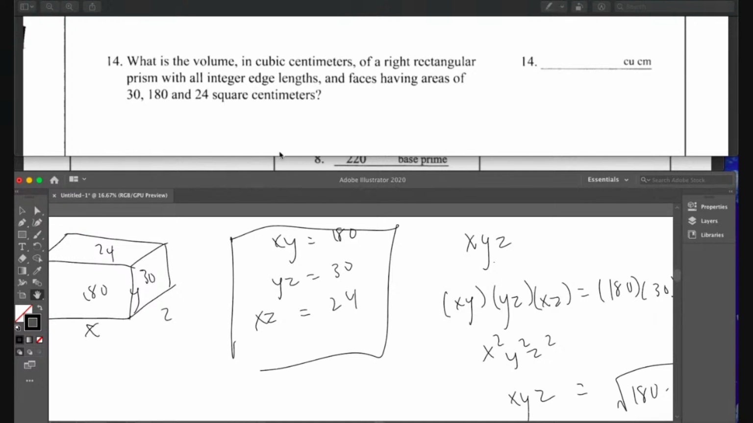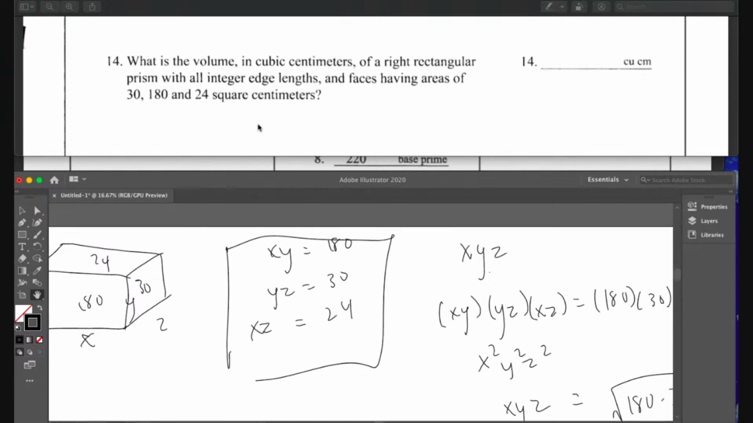So if you already knew this trick and want to solve this problem really quickly, all you have to do is take the product of all of these and square root it, and you can do that really fast.